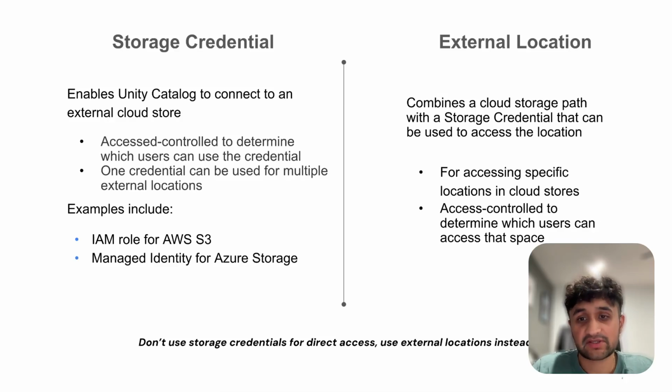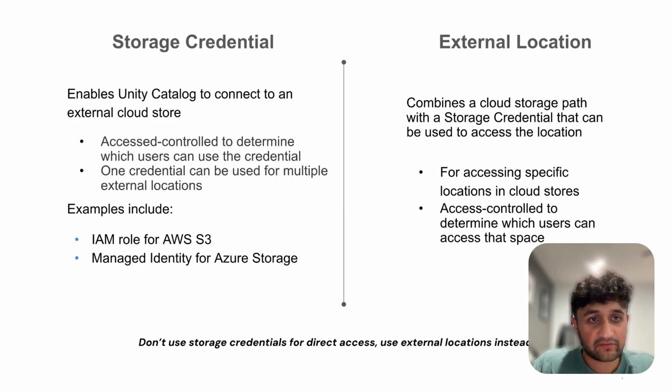An external location combines a cloud storage path with a storage credential in order to access the actual location on the bucket itself. An external location is used for accessing specific locations within a cloud store, and it is also access controlled to determine which users and groups can access that space. It is generally best practice to not use storage credentials for direct access to the underlying location, but rather to set up external locations instead.